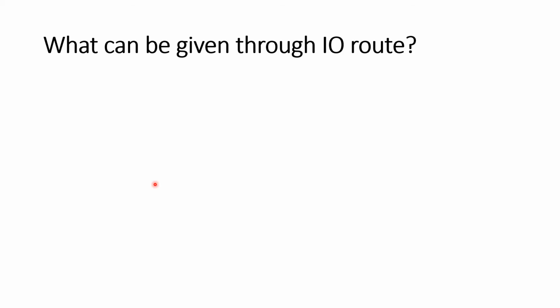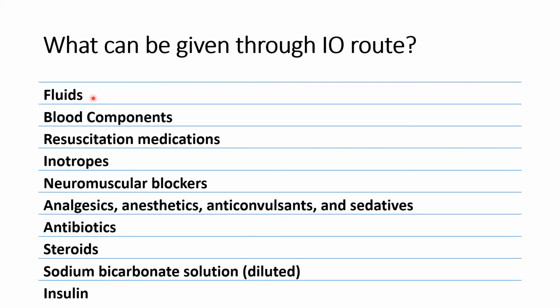So what are the drugs we can give through the IO route? We can give any fluid or medication by the IO route. Fluids, blood component, resuscitation medication, adrenaline, atropine, inotropes, neuromuscular blocker, analgesic, anesthetic, anticonvulsant, sedative, antibiotics, steroids, soda bicarb solution in diluted form, insulin, and various other drugs we can give.